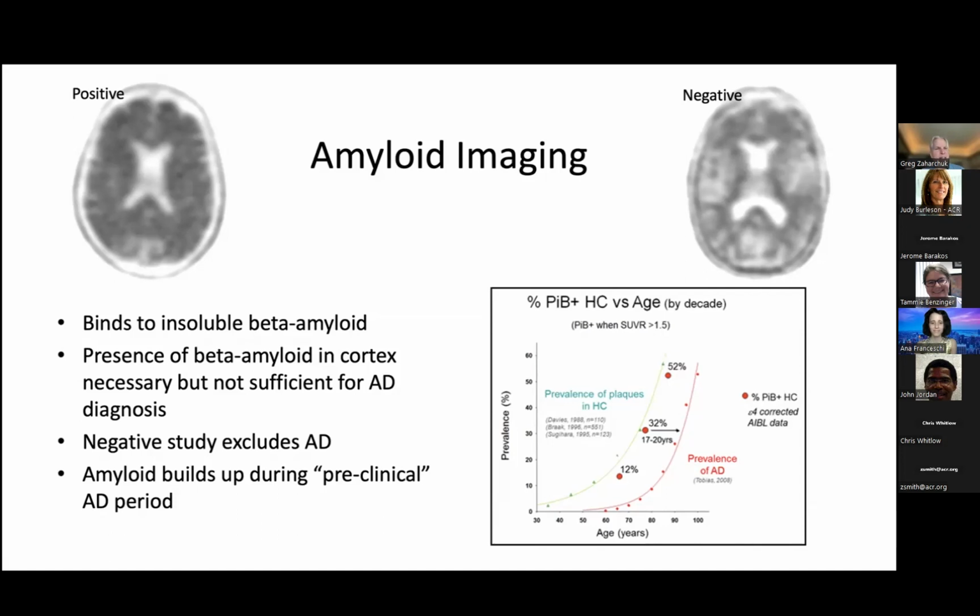And then the last thing that I think is really fascinating and important is that amyloid tends to build up during a preclinical period. That is very intriguing, because it is raising the question of whether perhaps patients can be treated with these drugs before they develop symptoms. And there are currently ongoing trials looking at this.